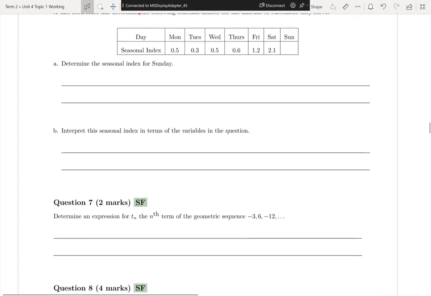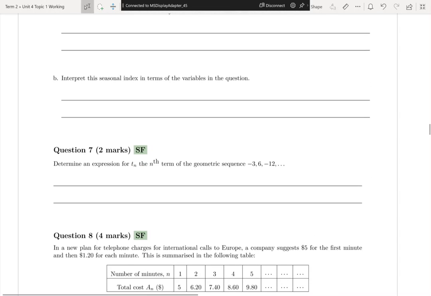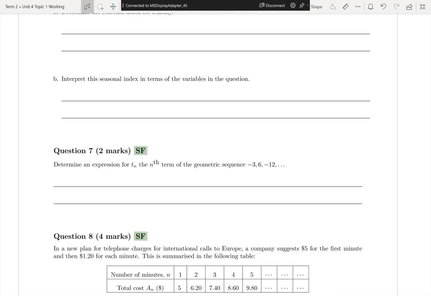Question 7. Simple familiar, 2 marks. Determine an expression for Tn, the nth term of the geometric sequence. What type of question is that? Sequence. Easy as.